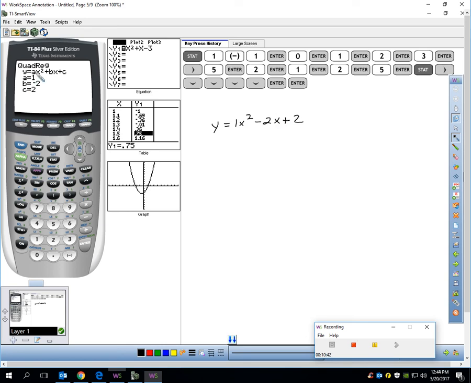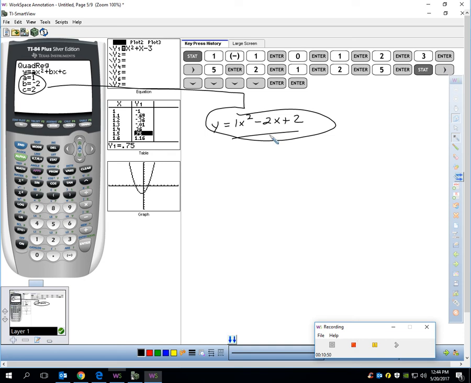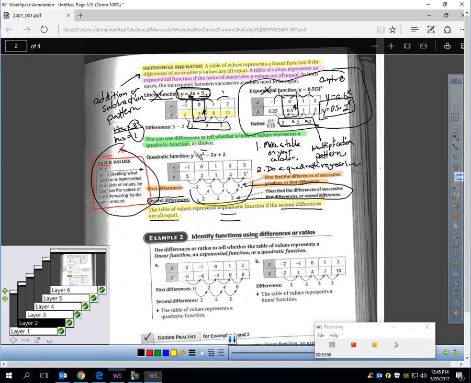That's what the A, B, and C are telling me. A is 1, B is negative 2, C is 2, and I'm just writing that here. And this is matching the book. And you can see that right here.